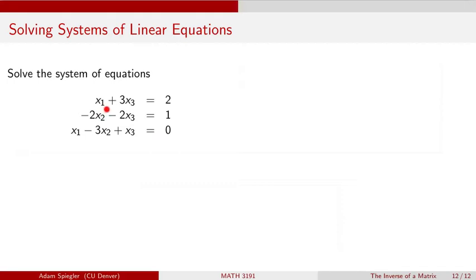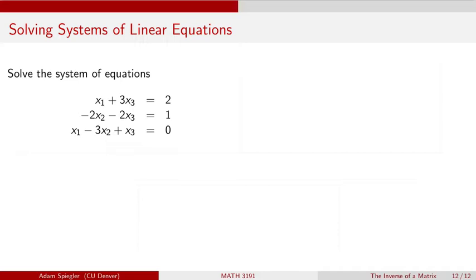The first equation is x1 plus 3x3 is 2. The second equation is minus 2x2 minus 2x3 is 1. And then the third equation is x1 minus 3x2 plus x3 is equal to 0. We have various ways that we can solve systems of equations like this.